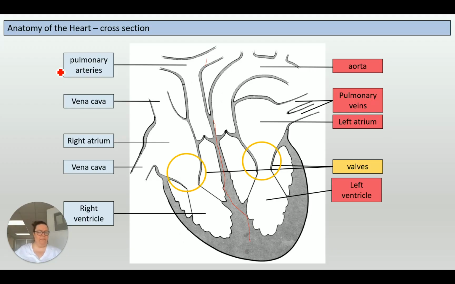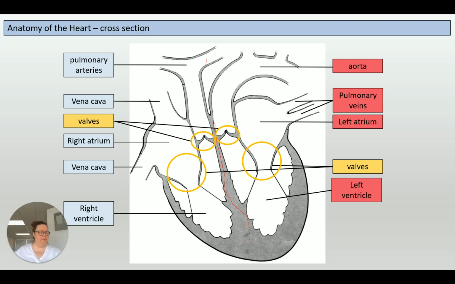So the top chambers are the atrium, or atria is plural. So this is an atria: the right atrium, left atrium, right ventricle, left ventricle. Then we've got our valves here. And one of the favourite questions is, what do valves do? So if you're not sure, they stop the backflow of blood. They stop the blood flowing the wrong way, because that's really important. And that is our heart.